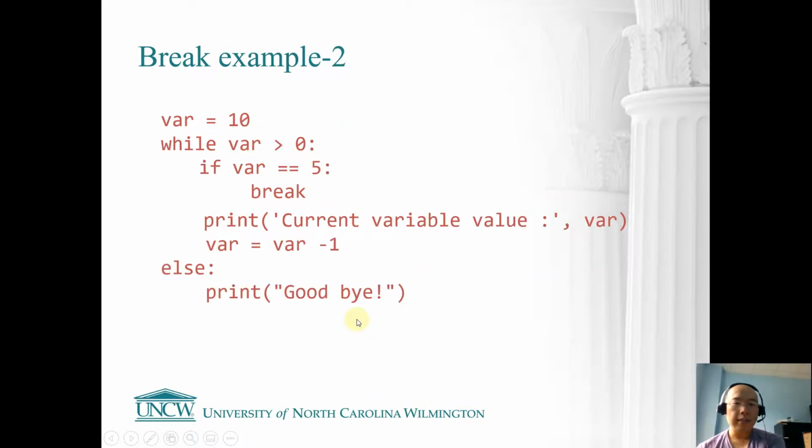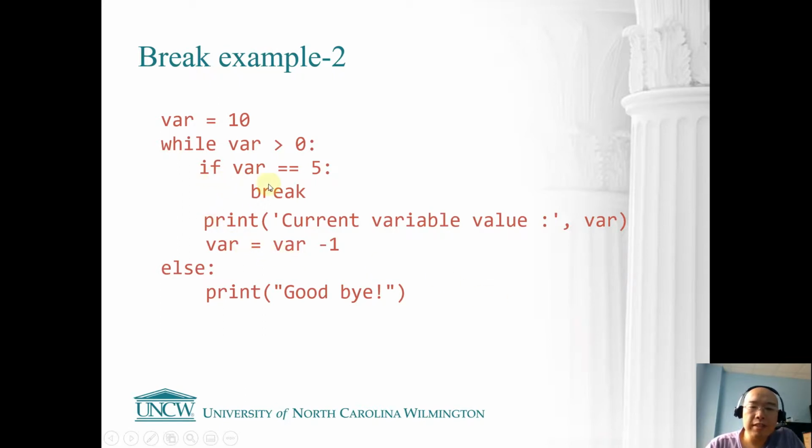Okay, let's see another example. We can also do a break with a while loop. The example is we create a variable, and that is 10, and as long as this value is greater than 0, we check one thing. We check if the value is 5, we do a break. This means for some reason 5 is a value I don't like.